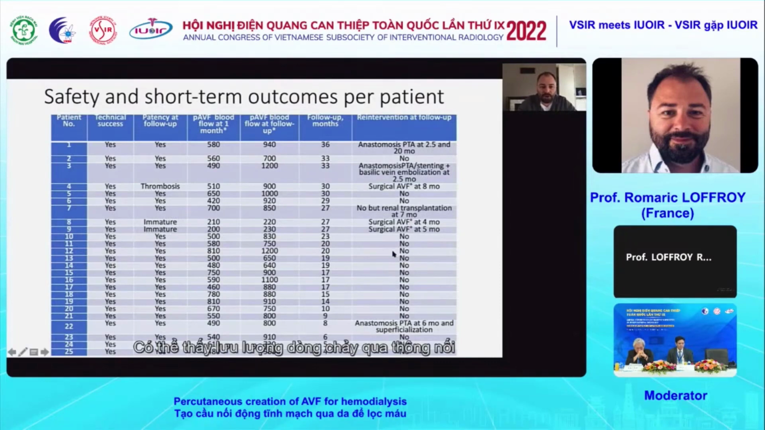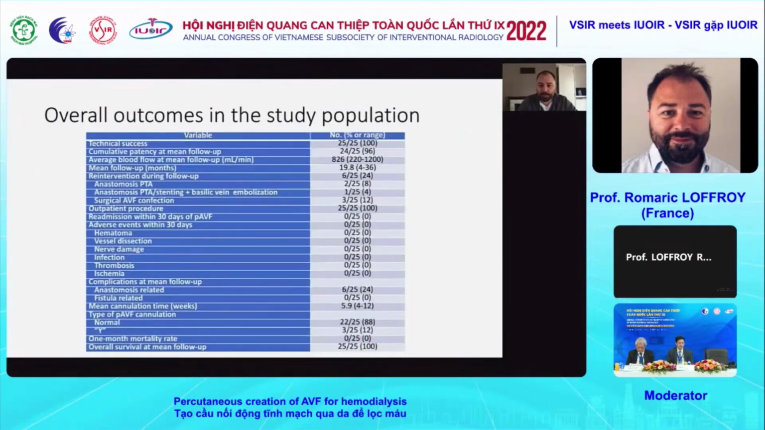So for all patients, as you can see here, you can see the blood flow at follow-up, ranging from very small and immature in 2 patients up to more than 1 liter per minute, which is very interesting, and with no re-intervention in most of cases. And every time we got re-intervention, it was mainly anastomosis PTA. So 100% in terms of technical success.